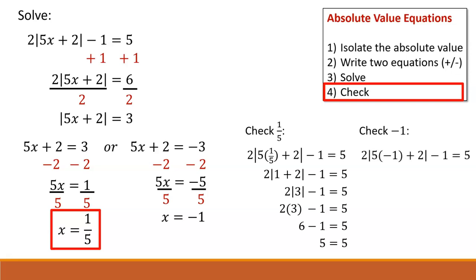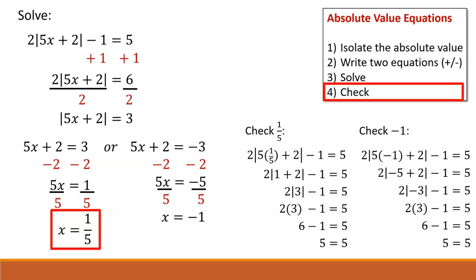We'll put -1 in our original equation for the x, and we'll simplify. This time, we see an absolute value of -3, which is also 3. So we have 2 times 3 minus 1 equals 5, and once we simplify, we get 5 equals 5, which is a true statement. So this absolute value equation has two solutions, x equals 1/5 and x equals -1.